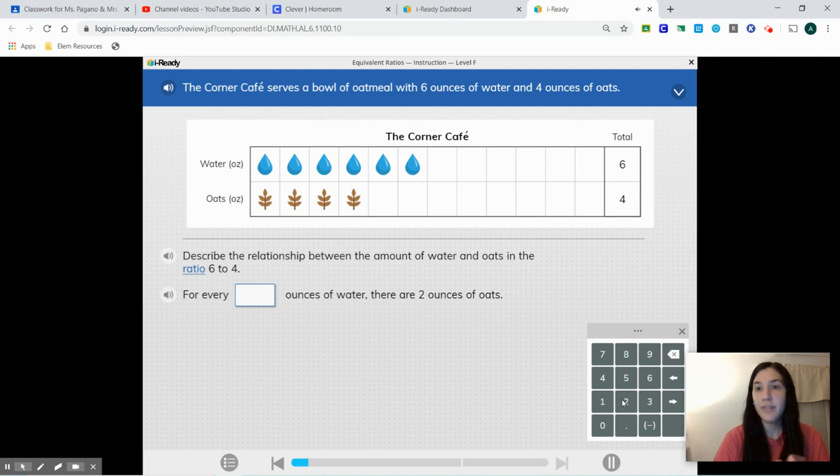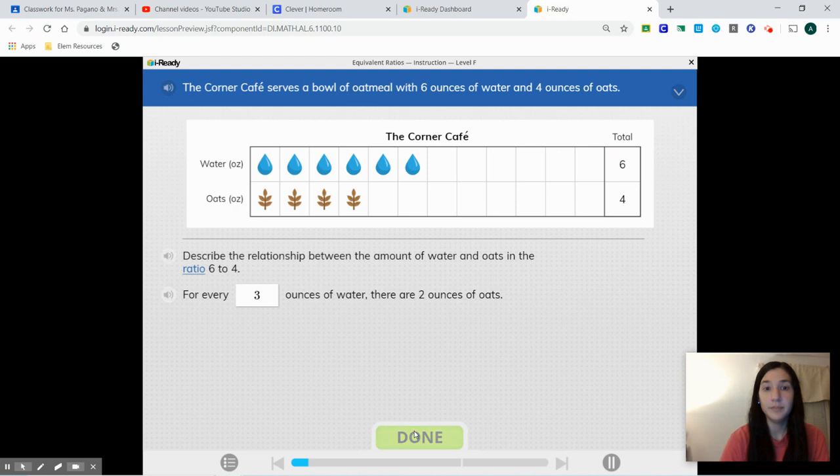Okay, so we need to think, what is the relationship of water to oats? So what's happening? For every how many ounces of water, there are 2 ounces of oats. What we're going to do is simplify our ratio. So we're going to divide both pieces by 2. So for every 3 ounces of water, there are going to be 2 ounces of oats.